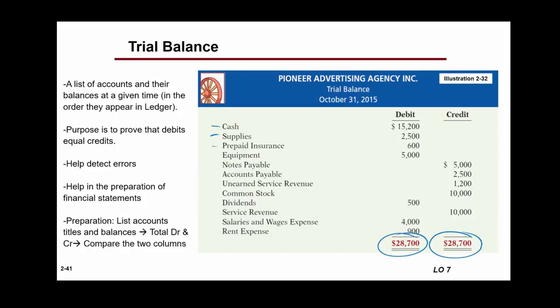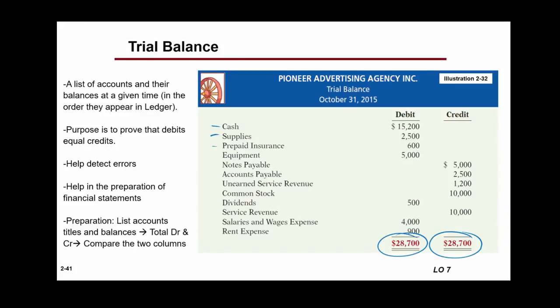So let's say by mistake, instead of putting equipment under the debit, you put it here under credit. The numbers will not be equal. So this would tell you that, okay, something happened here, try and fix it. We'll talk about that in a second.